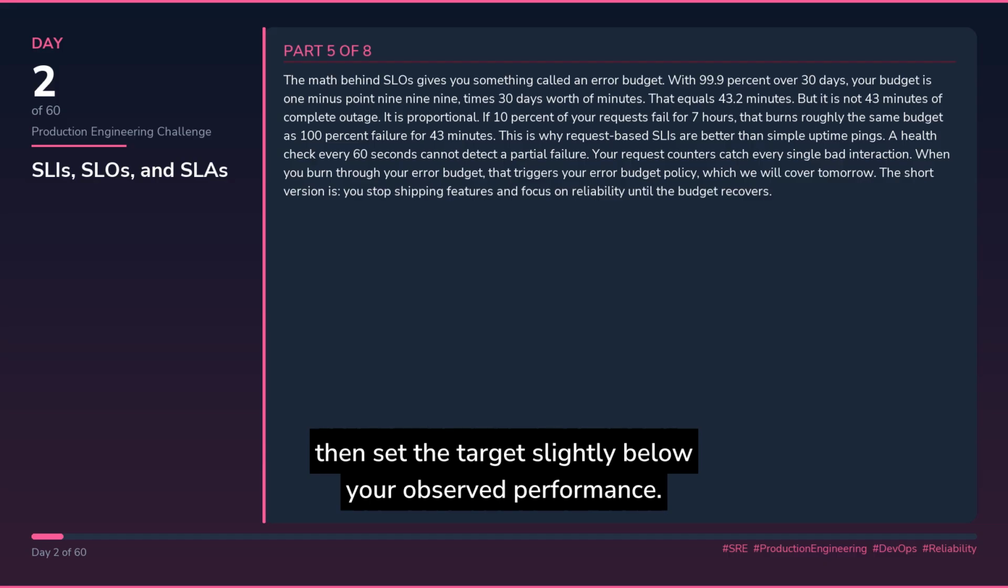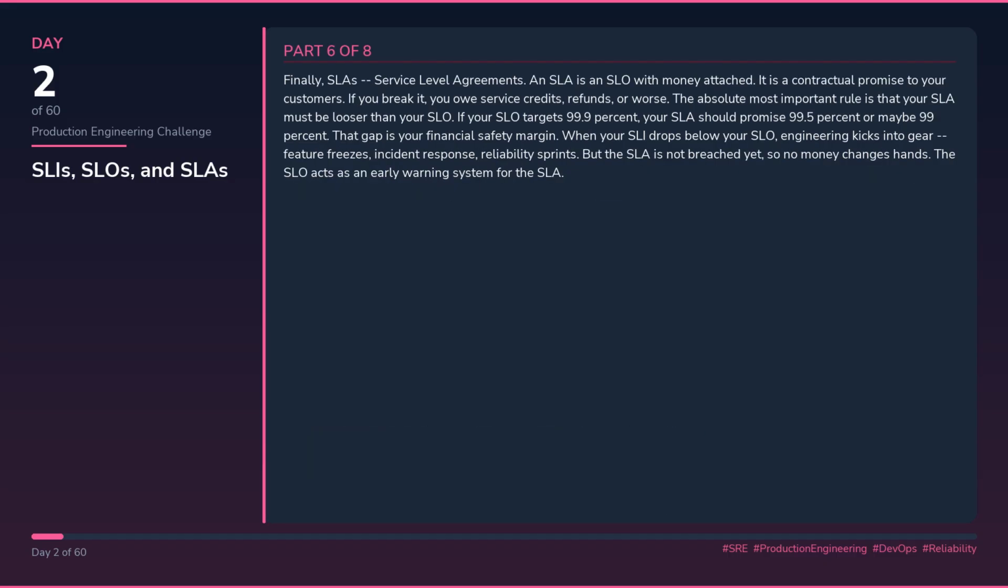Finally, SLAs, service level agreements. An SLA is an SLO with money attached. It is a contractual promise to your customers. If you break it, you owe service credits, refunds, or worse. The absolute most important rule is that your SLA must be looser than your SLO. If your SLO targets 99.9%, your SLA should promise 99.5% or maybe 99%. That gap is your financial safety margin.